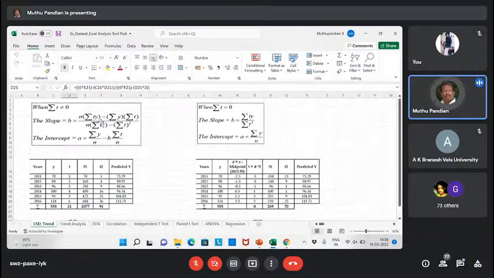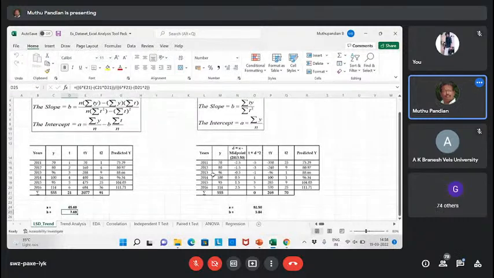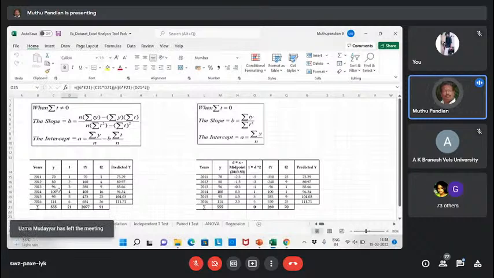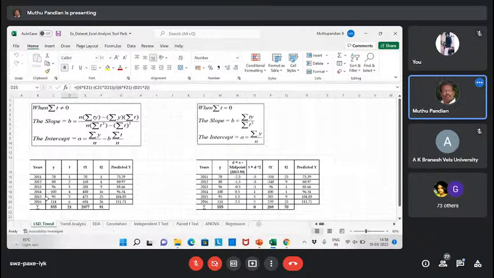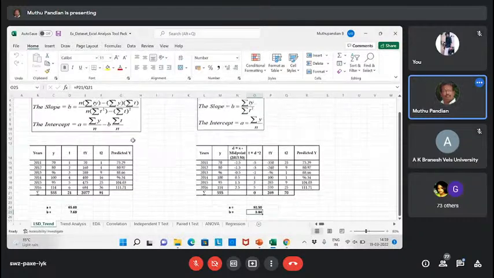I have given a formula here. If you want to do it manually also, you can do it and verify that my answer is right. You can see the data is the same: 2011 is 70, 2012 is 80, 2013 is 96, 2014 is 100, 2015 is 95, 2016 is 104. The values are the same, but my alpha value and beta value are different under these two methods. They vary based on the method.